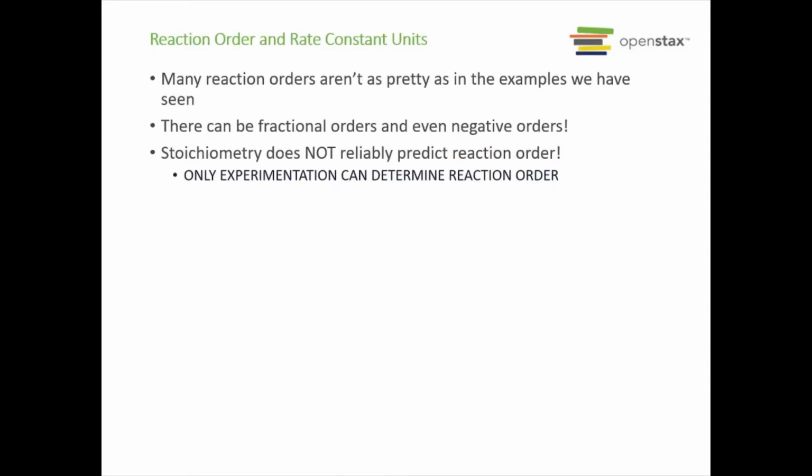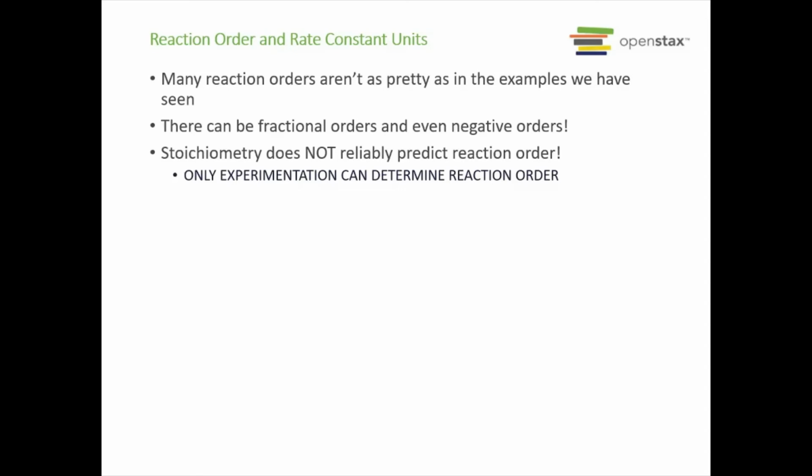Reaction orders a lot of times are not as pretty as in the examples that we've seen so far. There can be fractional orders and even negative orders. So like I said, my research in grad school, I ended up proposing some fractional orders. I had some 0.75 order and a 0.5 order for a reaction. My co-advisor was not happy with the data, but that's what it was, whereas my advisor was loving it. She liked to create waves.